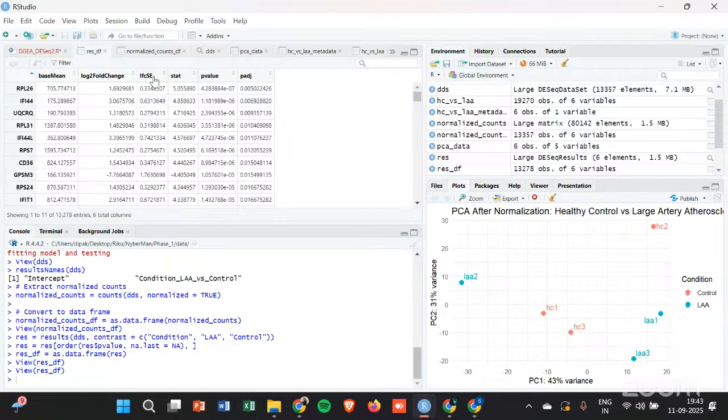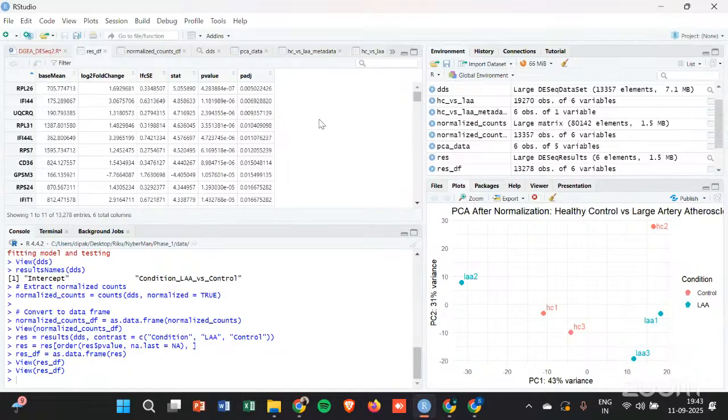This is your standard error for the log2 fold change. So when you actually report it, you can report it as 1.69 plus minus 0.33. This is the Wald statistic that it calculates, and this is the p-value with respect to this gene. This p adjusted is your Benjamini-Hochberg false discovery rate corrected p-value.